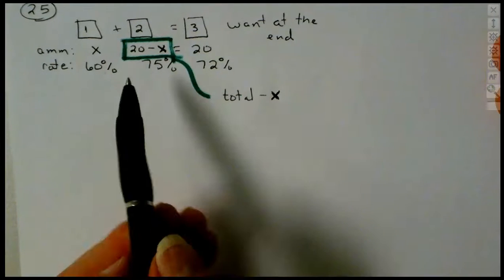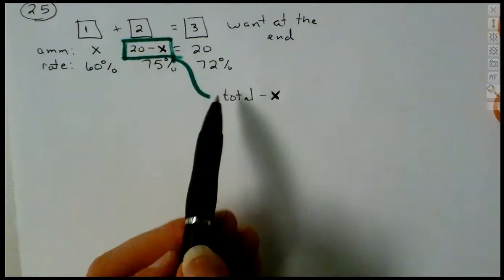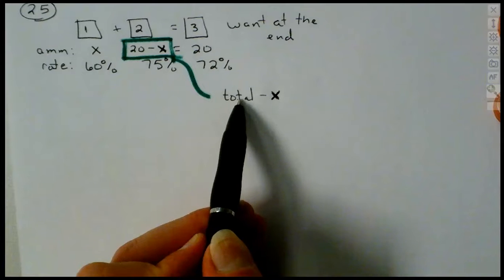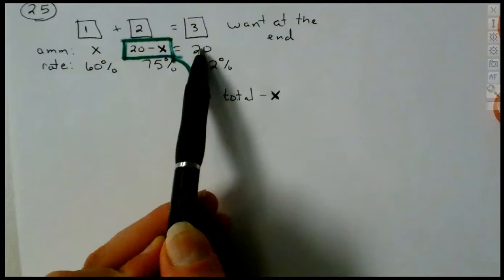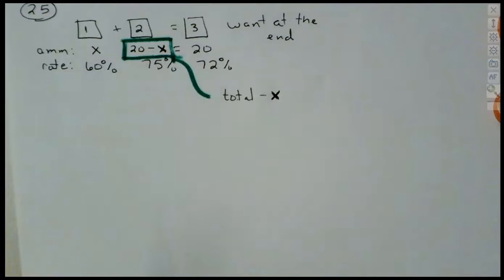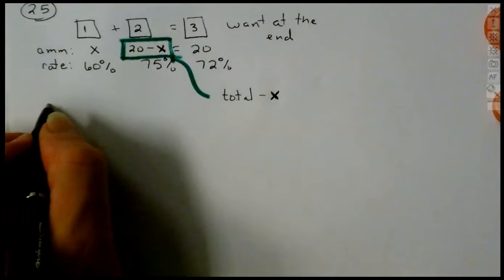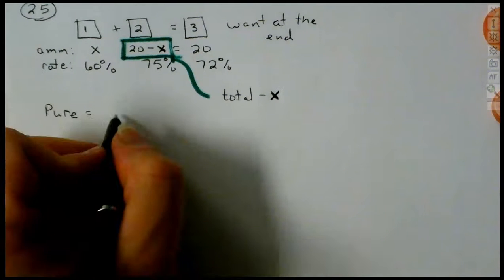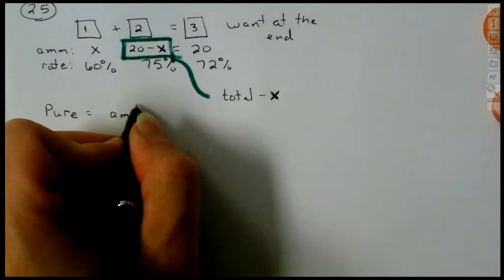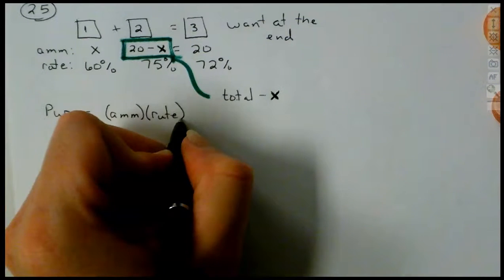So whenever we don't know either one of them, we call one of the variables or one of the containers x. The other one is going to be the total minus x. And see, these x's cancel out, and that leaves you with 20 equals 20. Now let's go ahead and try to come up with our equation for the pure. And your pure is always the amount times the percentage rate.